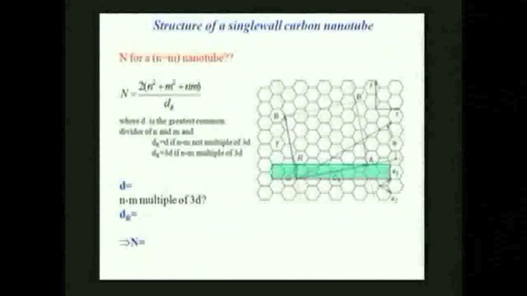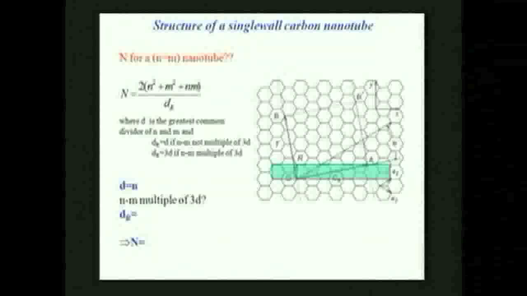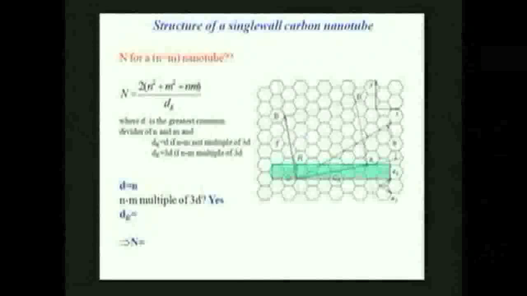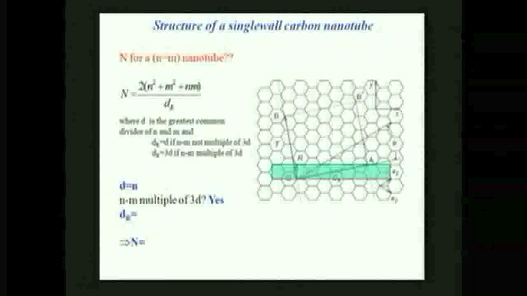That's n itself. N is both a divider of n and n. N minus m is equal to 0. Is 0 a multiple of 3n? Yes, it is. We said that 0 is a multiple of any integer, especially a multiple of 3n. So n minus m is a multiple of 3d, therefore dr is equal to 3d, that is 3n.